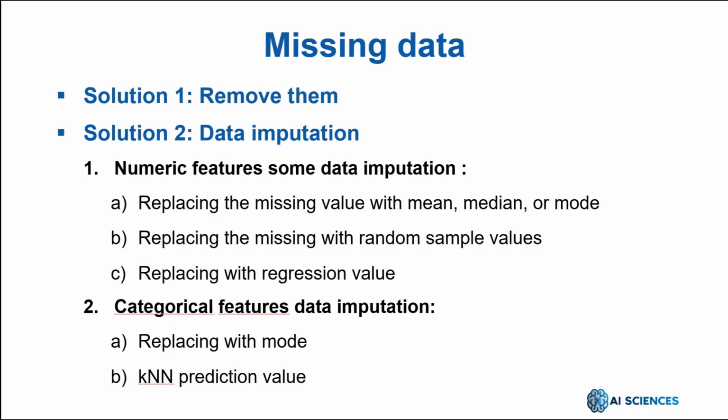If we have a categorical feature, we can use mode replacement, or we can use the KNN model to predict the feature that has a missing value. If you still don't know much about the regression and KNN models, no worries, David will present them to you in the machine learning section. That's it for this lesson.